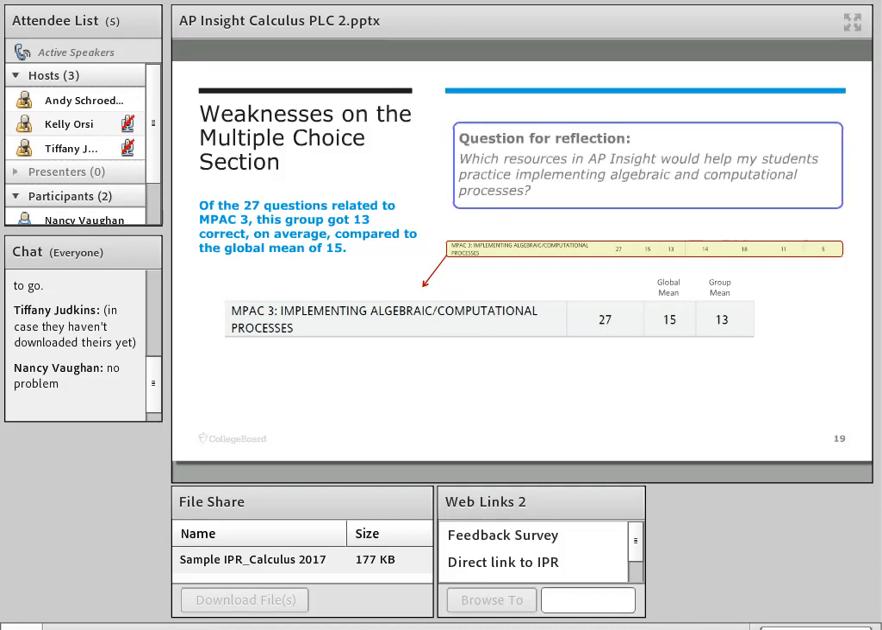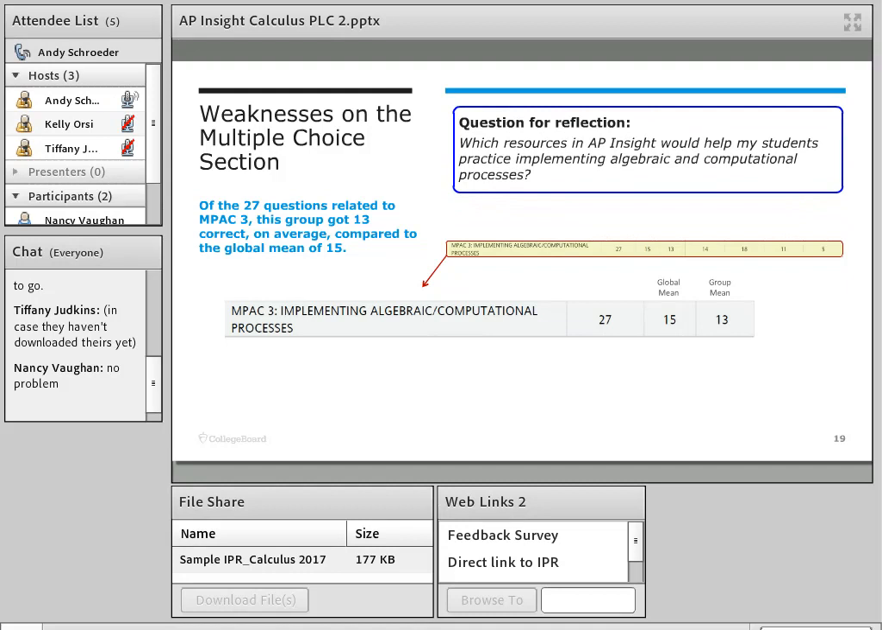So once again, I'm going to go into the AP Insight and say, where can I find or implement algebraic and computational processes through AP Insight?